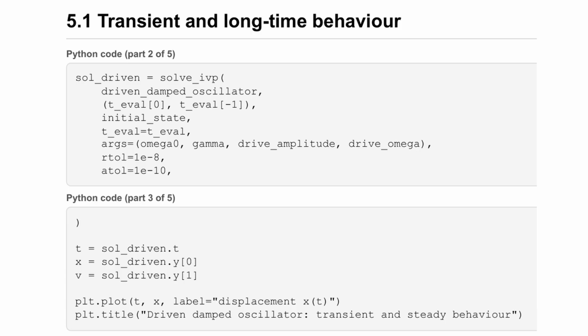We call the solver with our chosen driving parameters and extract the time, displacement, and velocity arrays. We then create a plot of displacement versus time. This will allow us to visually separate the initial transient response from the eventual steady-state behavior.